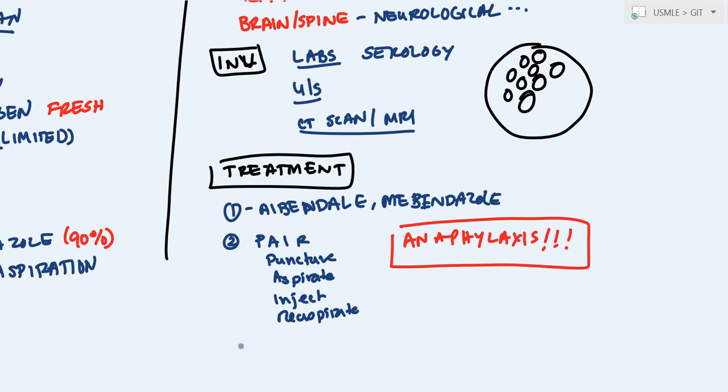And of course, if all that doesn't work, or there are too many cysts, or it's too big, then you're going to just have to do surgical resection. And again, with any type of surgery that you do, you want to be careful about rupturing, because that can lead to anaphylaxis.